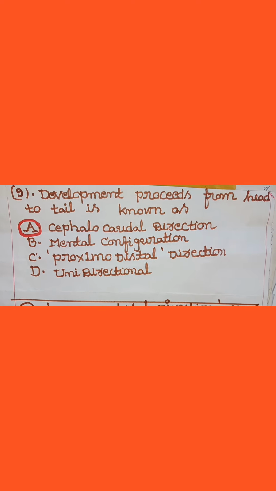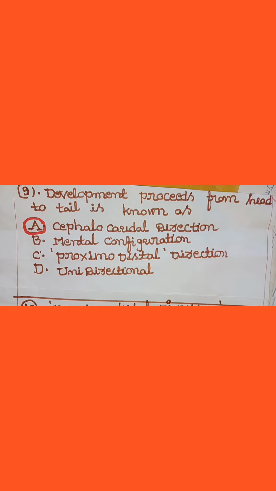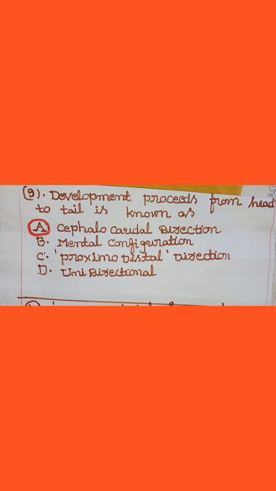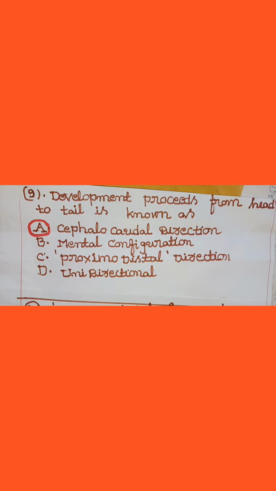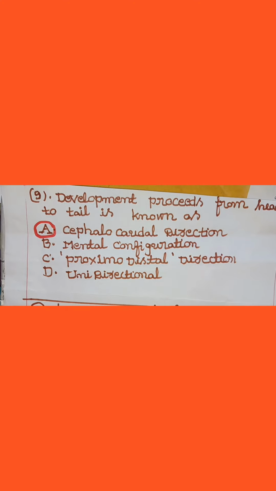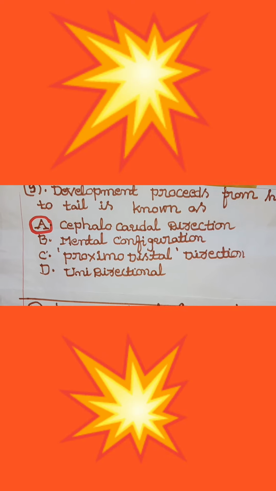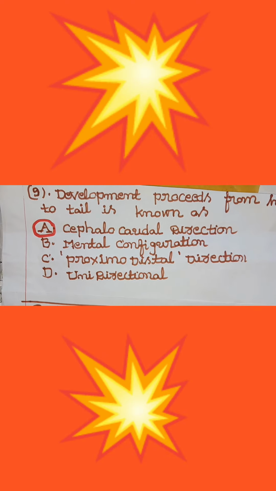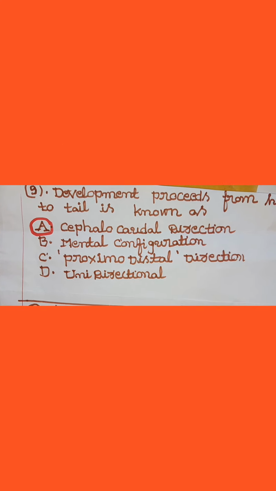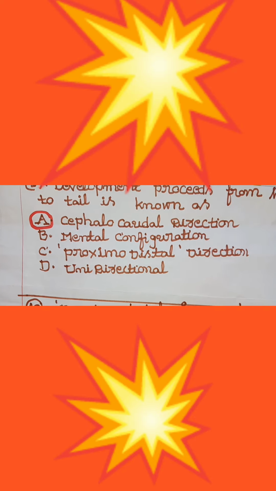Question number 9. Development proceeds from head to tail is known as: A. Cephalocaudal direction, B. Mental configuration, C. Proximo-distal direction, D. Unidirectional. Here, development is two directional, that is, one is cephalocaudal and the second one is proximo-distal. If the development proceeds from head to tail, that is known as cephalocaudal direction. So the answer is A.